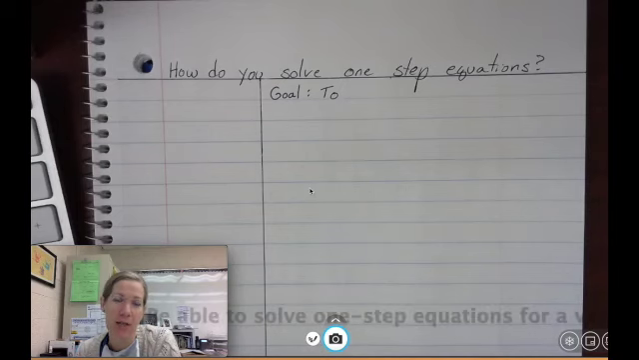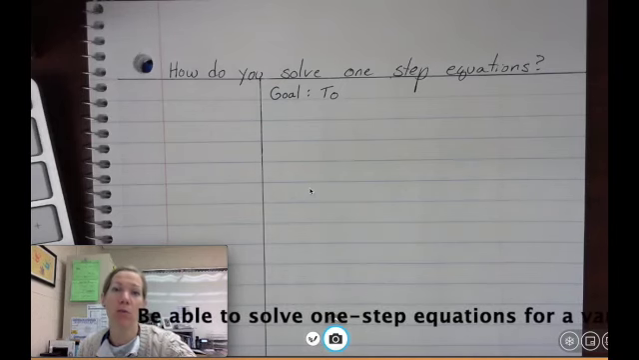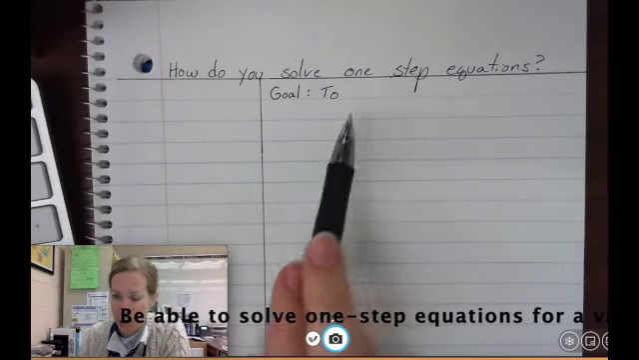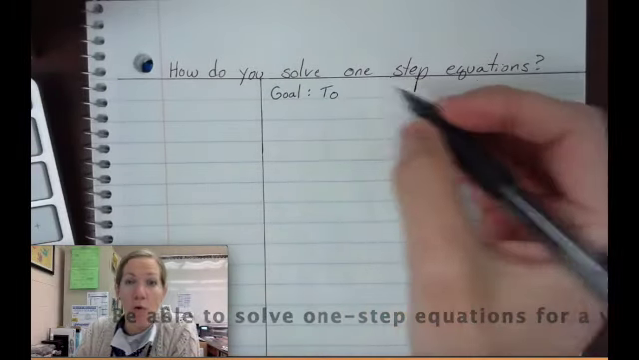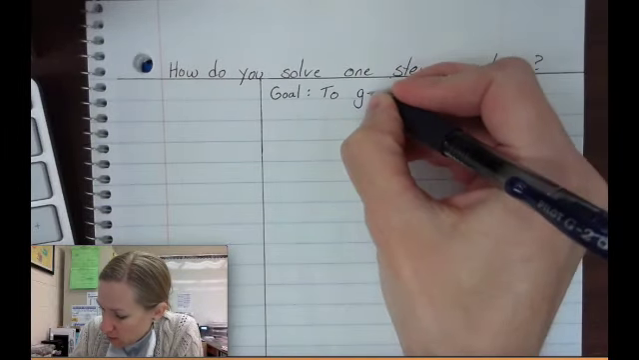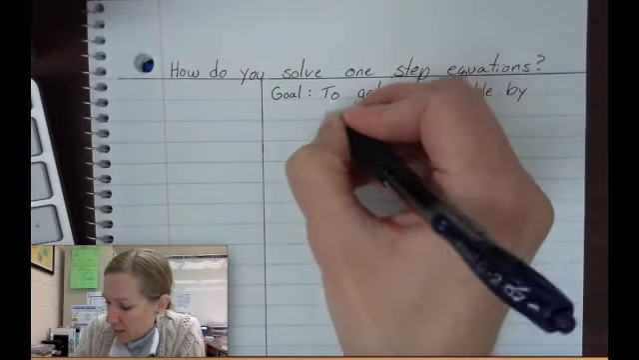By the end of today's lesson, you should be able to solve one-step equations for a variable. So how do you solve one-step equations? As a reminder, the goal to solving a one-step equation is always to get the variable by itself.